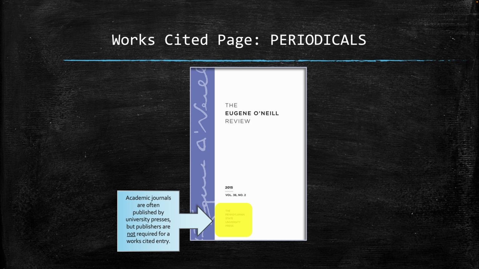Academic journals are often published by university presses, but publishers are not required for a works cited entry either. Again, when you're listing periodicals on your works cited page, you do not need to include the name of the publisher.